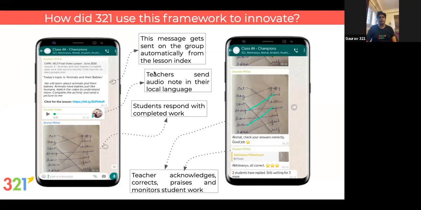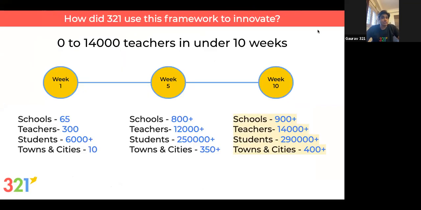And I think because we were able to hit on some real true user needs, the adoption really surprised us, right? So if you go to the next page, we started in our first week with about 60 schools, about 300 teachers using it, 6,000 children. In 5 weeks, it had gone to 800 schools, more than 12,000 teachers were using it, 2.5 lakh children across 350 cities, right? And since then, it just kept growing. It's almost 1,000 schools now, 15,000 teachers, and almost 3 lakh students are getting benefited from it, right?